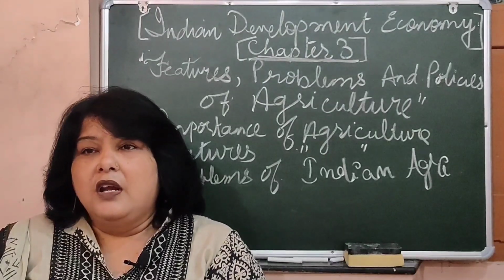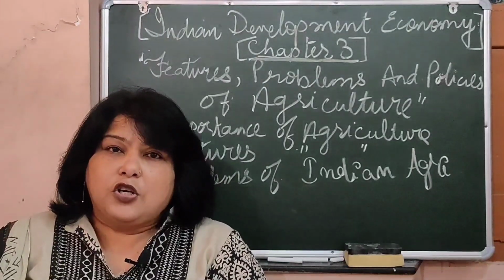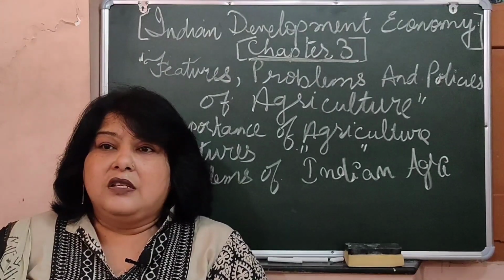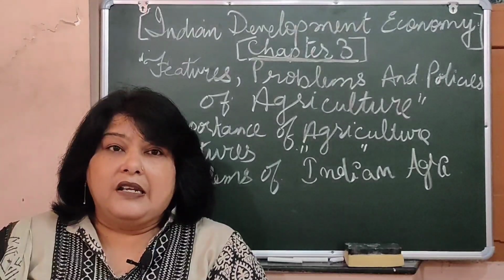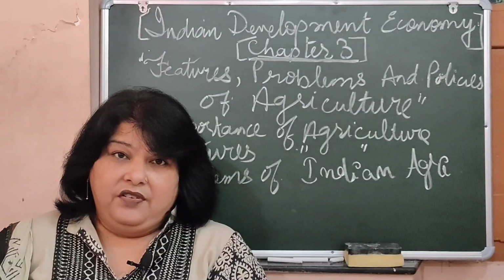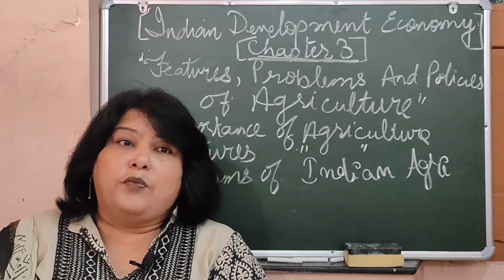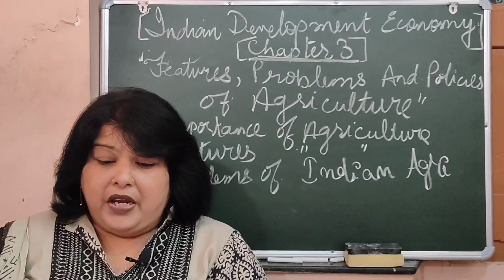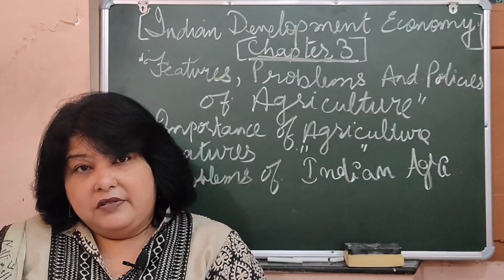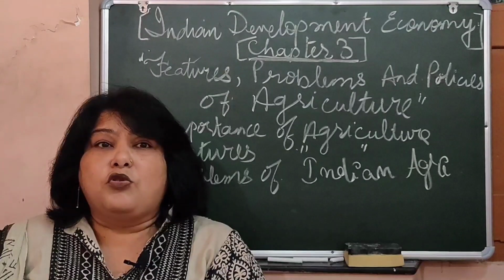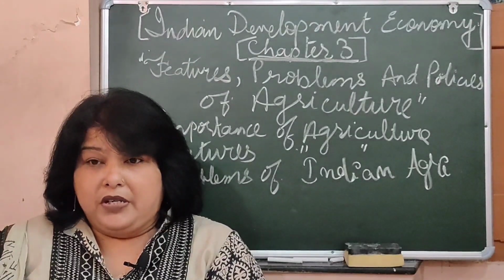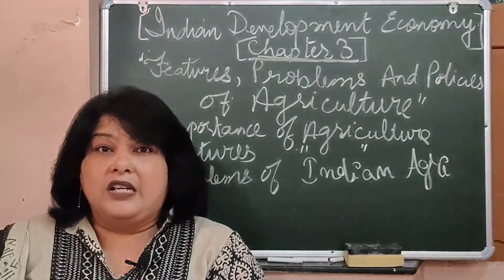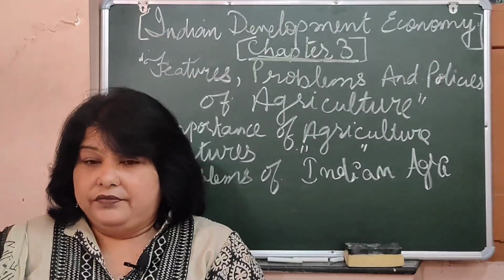Moving on to the next point, wage products. Agriculture provides products like wheat, rice, pulses, maize. These are the wage products, that is, they are the necessities of life. And 121 crore people take these farm products. Next topic is the source of employment. Agriculture is the principal source of employment because more than 51% of people are directly engaged in agriculture.